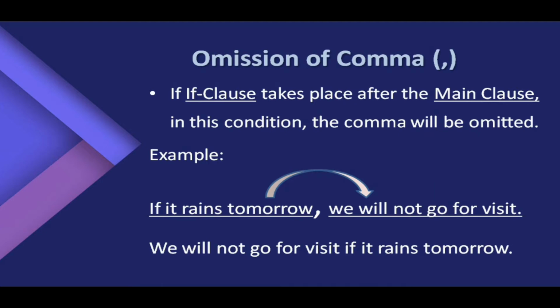both clauses. Suppose, if it rains tomorrow, comma, we will not go for a visit. Here I have used a comma between the 2 clauses, between the conditional and result clause. In the second example, we will not go for a visit if it rains tomorrow. Here in this sentence, I have not used a comma because the sentence began with the result clause and then the conditional clause. One can separate both parts of a sentence using a conjunction between the conditional clause and result clause, but the place of the comma will remain the same.